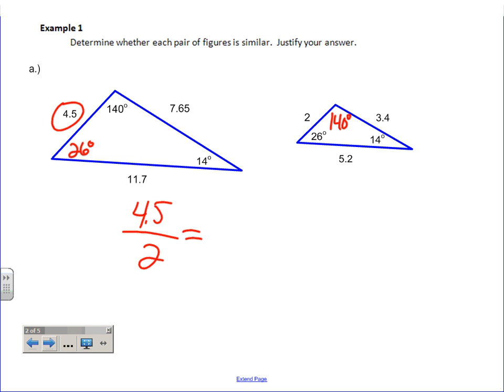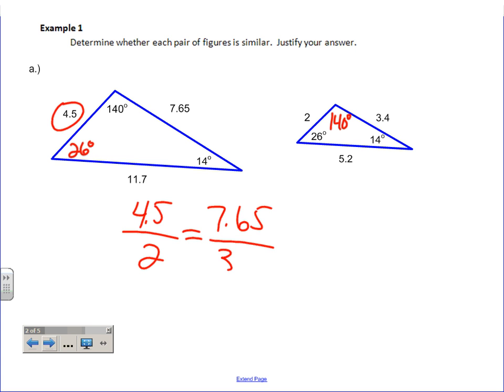Now, here's the key. I hope that it's equal to all the other ratios. But you have to keep whatever pattern you started. It doesn't matter if your pattern's the same as mine, but whatever pattern you start, you follow. I basically took a side from the left one and put it over a side from the right one, correct? And so if I'm going to do this, I can then do 7.65 over what? Which one corresponds to where 7.65 is?